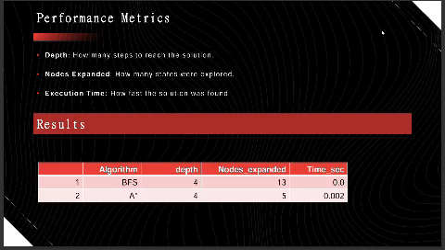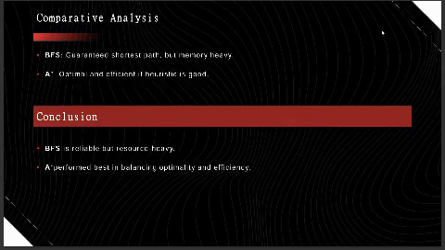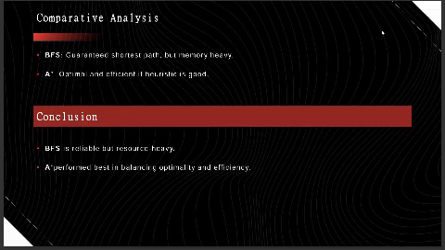In the performance matrix we consider depth, nodes expanded, and execution time. In depth we consider how many steps to reach the solution, in nodes expanded we consider how many states were explored, and execution time considers how fast the solution was found. Here are the results we already discussed, and this is a brief analysis. Next, here's the comparative analysis.